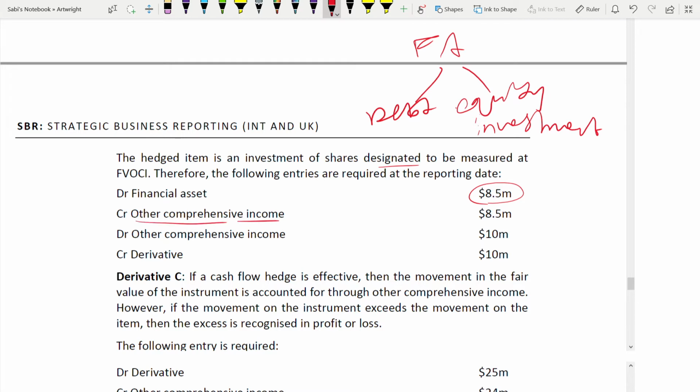And you debit what? 10 million other comprehensive income and you credit derivative 10 million. Remember, whenever you're writing this, your debit should equal your credit. Just add up your debit. 10 plus 8.5, 18.5, and credit 8.5 plus 10, it's 18.5. How is it 10? If I ask you this question, why?